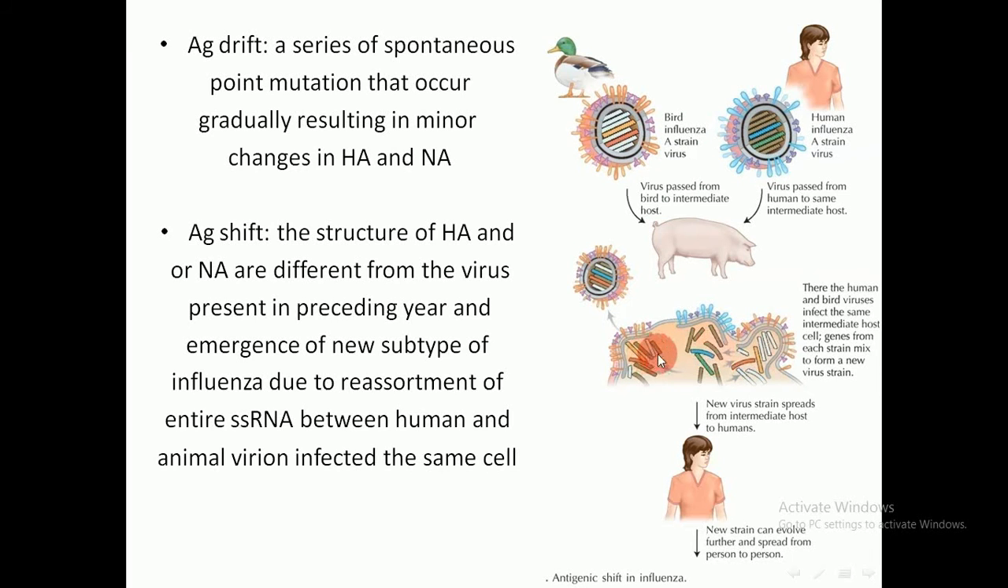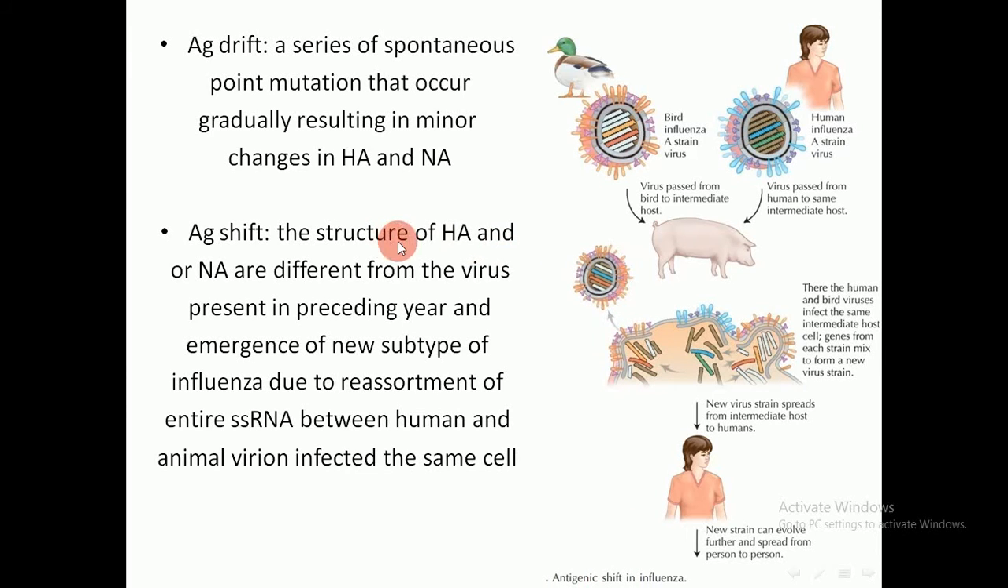In this intermediate host, there is reassortment of the genes, and genes from each strain mix to form a new virus strain. So there is emergence of a new strain that contains genes, some from the bird and some from the human. This new strain spreads from the intermediate host to a human, and then evolves further and spreads from person to person. So this is called the antigenic shift.